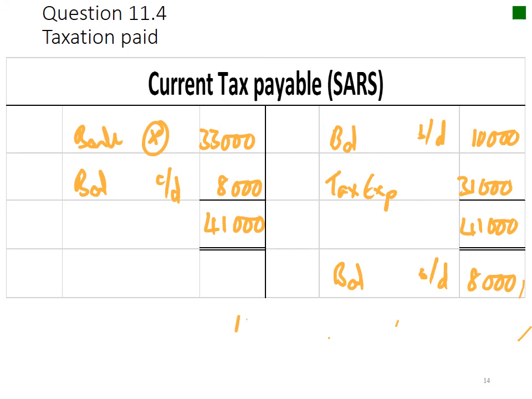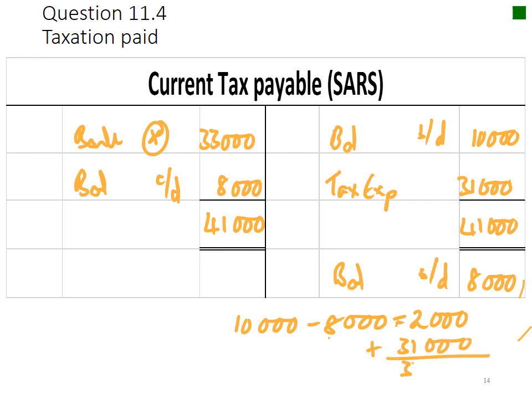So that 33,000 is going to be shown as the tax payment on my statement of cash flows. Remember what I said to you, if you took the opening balance of 10,000 minus the closing balance of 8,000, it basically means we reduced the amount we owed SARS, so that's like a payment of 2,000. Plus if you add the 31,000 to that, this is the shortcut route to calculate the actual amount of the payment that we made to SARS during the year.